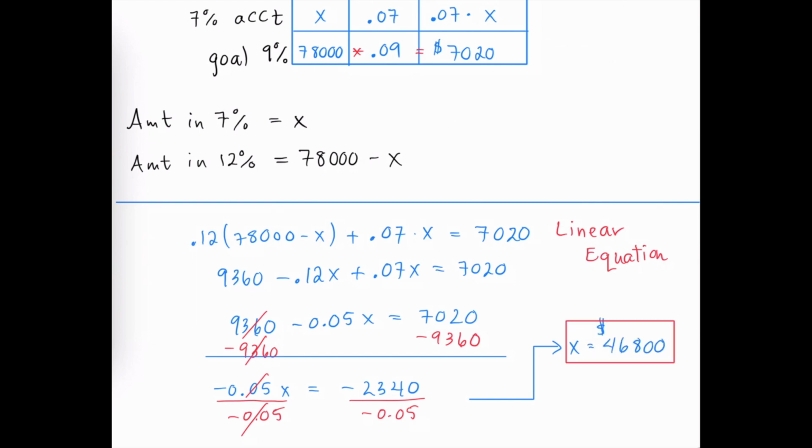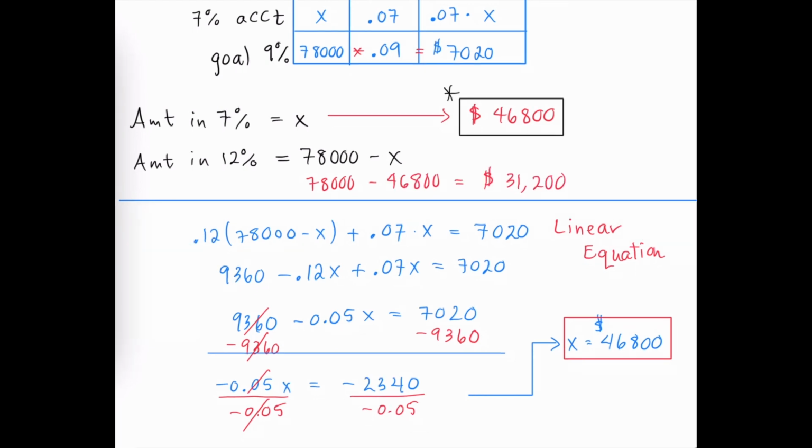So let's finish up by clearly stating our answer, which is that the amount that we put into the 7% account is the value that we found to be x. When we take the 78,000 and we subtract what we found to be x, we get 31,200. But since the question asked specifically for how much was invested in the 7% account, this would be our final answer.